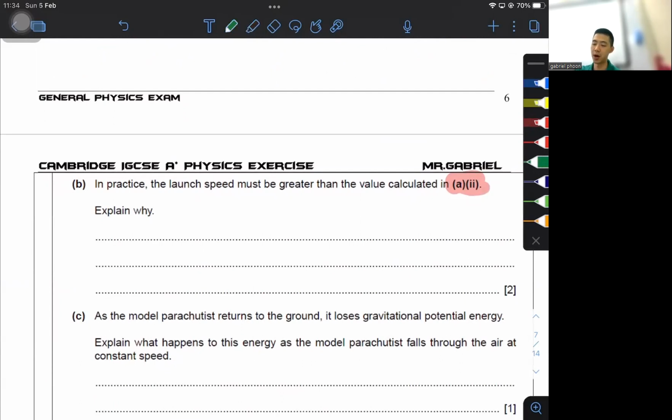So you say, explain why. Air resistance acts against the object.